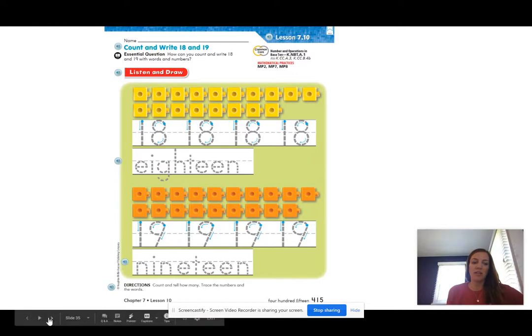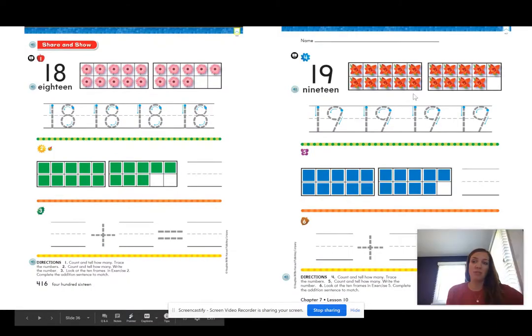When we get to the next page, we have 10 frames. So this is when we can use the puppet strategy of looking at 10 quickly and counting on. Okay, so I'm going to count and write, count and write. At the bottom of this page, I'm going to make a math sentence. How many were in my first 10 frame? How many are my second 10 frame? How many do I have altogether?